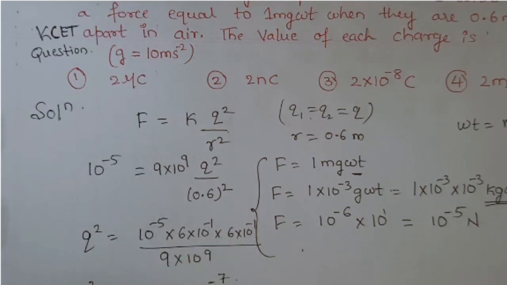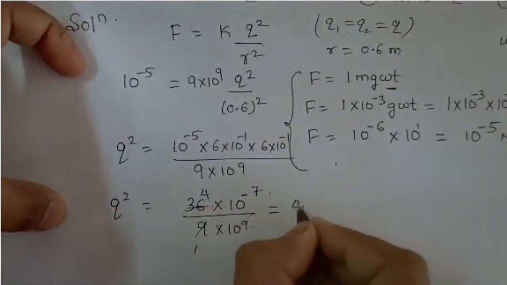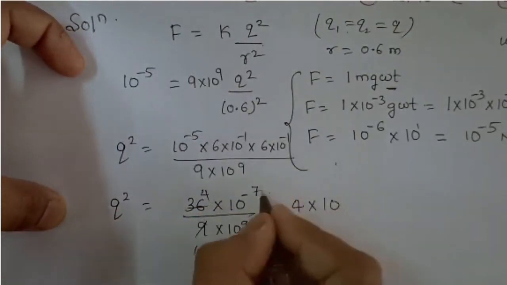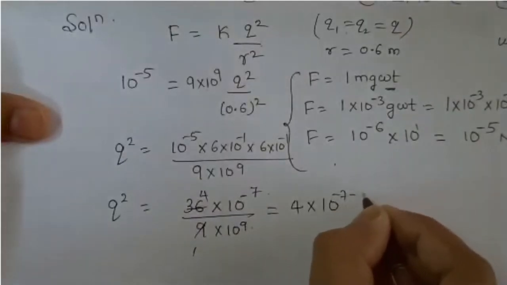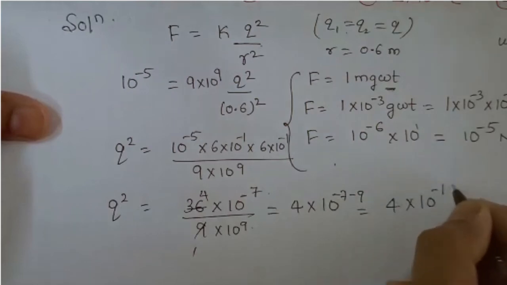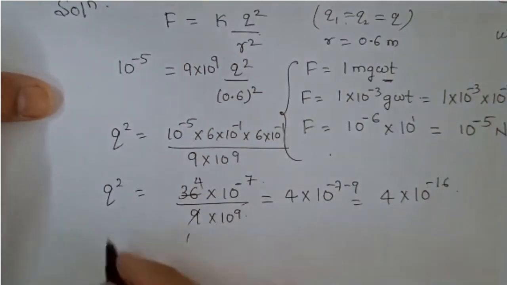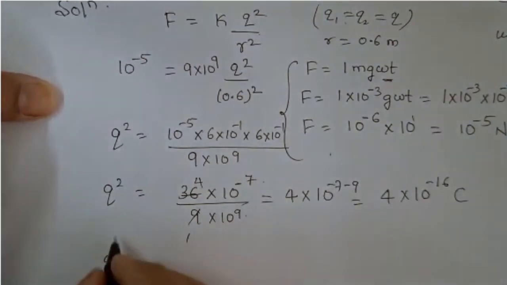Minus 7. 9 ones are 9, 9 fours are 36, so 4 into 10 raised to minus 16, clear? So Q square is 4 into 10 raised to minus 16 coulomb.